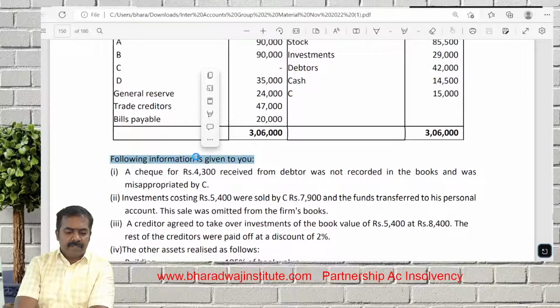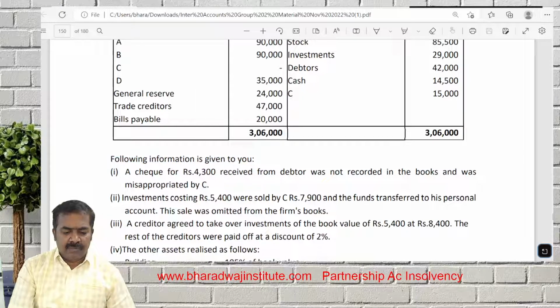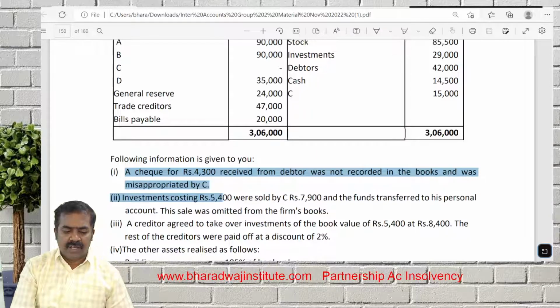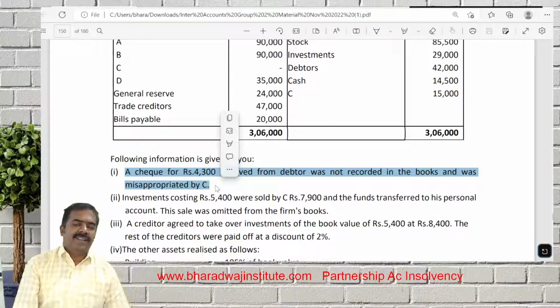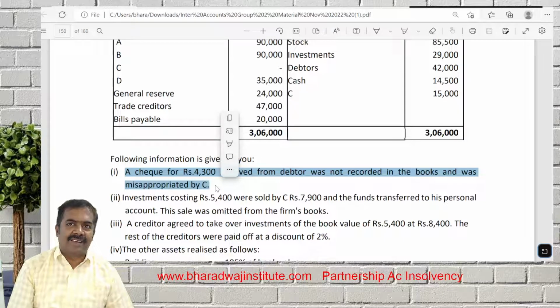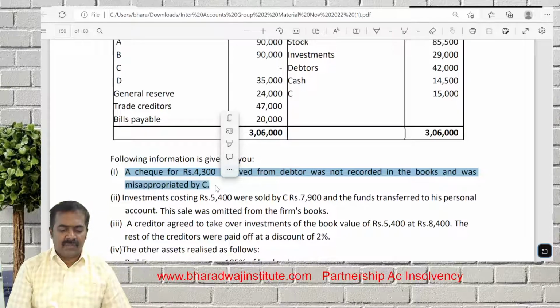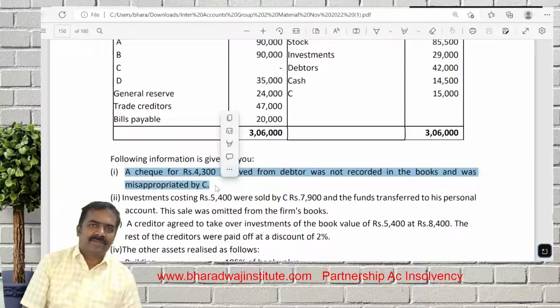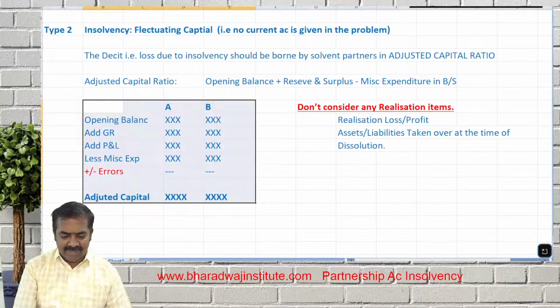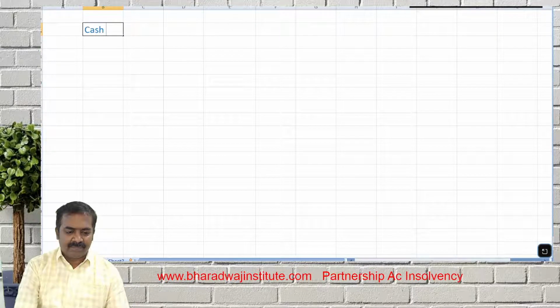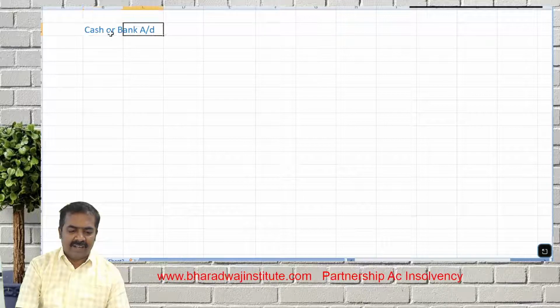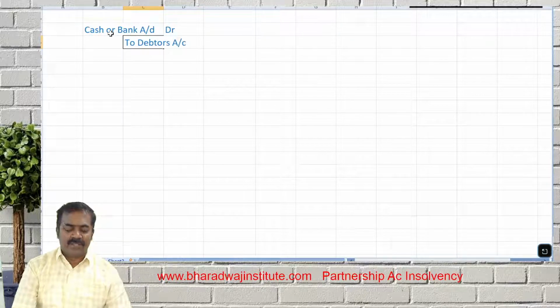The following information is given. A check of 4,300 was received from a debtor, which was not recorded in the books and was misappropriated by C. Is it related to dissolution or error? It is an error we have to rectify. How to rectify it? Same as in your foundation level. What is the correct entry? Cash or bank account debit, to debtor's account. This is the correct entry.